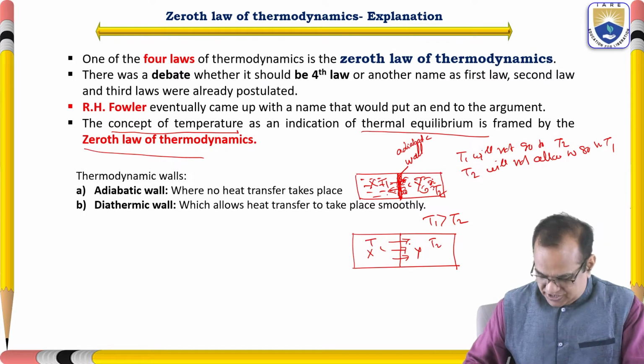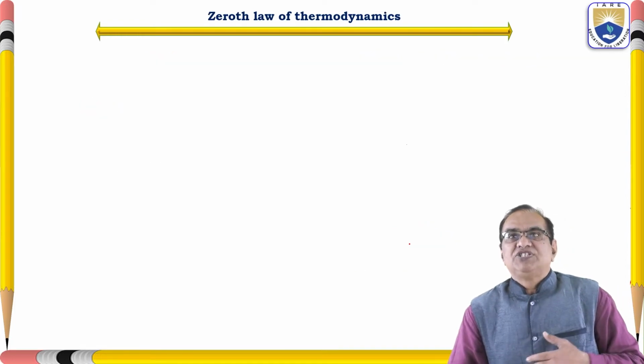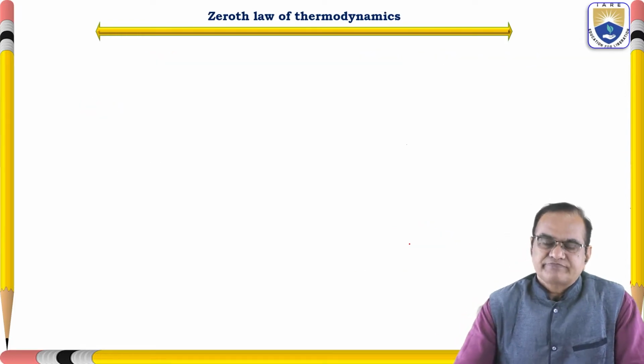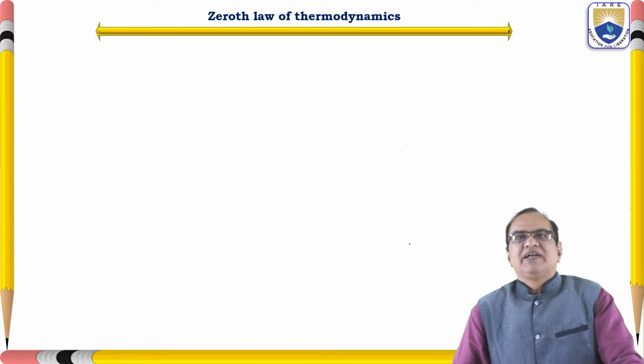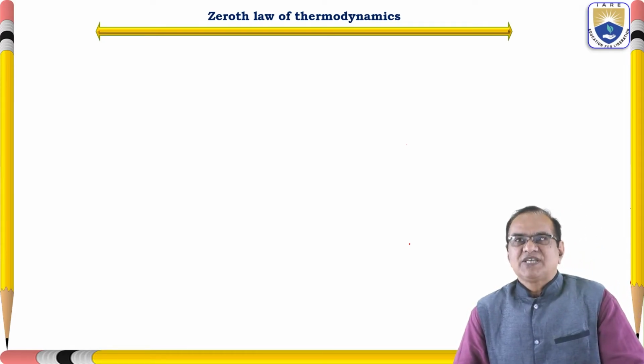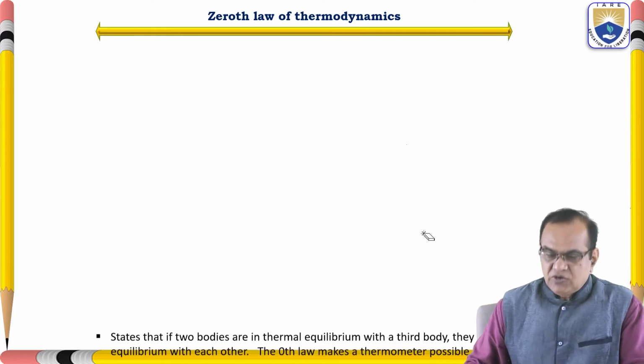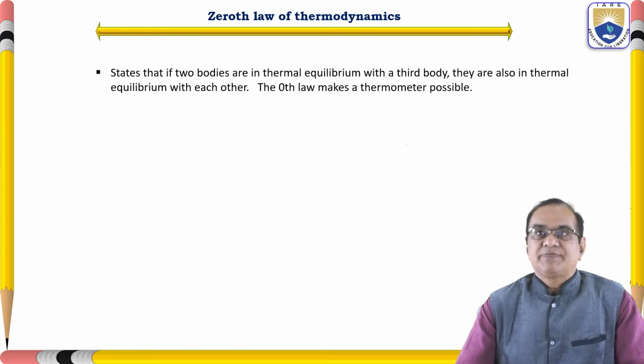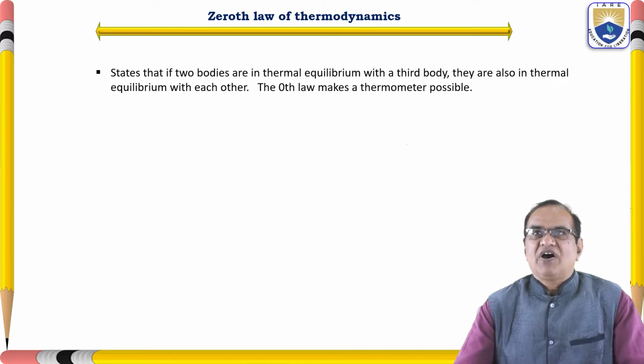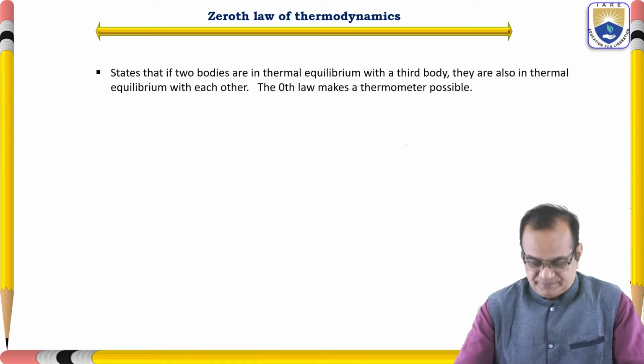So we are now going to discuss the Zeroth Law of Thermodynamics. We should take a very cautious approach here, and you can see the statement of the Zeroth Law of Thermodynamics. This law states that if two bodies are in thermal equilibrium with a third body, they are also in thermal equilibrium with each other. The Zeroth law makes a thermometer possible.